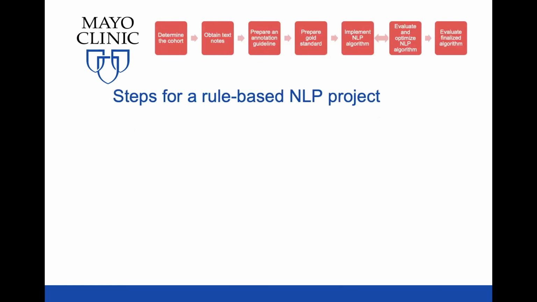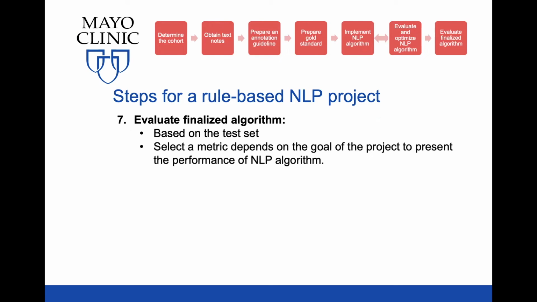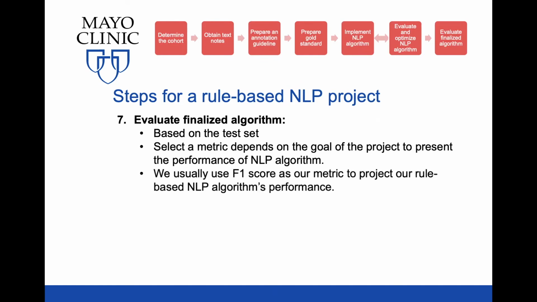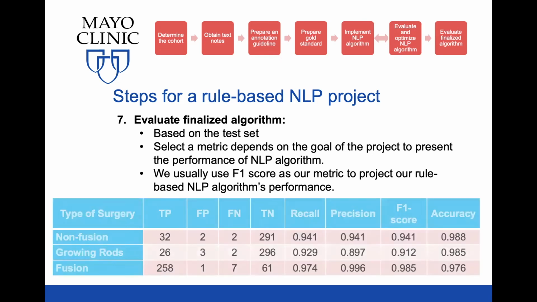When we are happy with our evaluation, it is time to finally evaluate our NLP algorithm, this time based on the test set that was not seen by the NLP so far. This is the final evaluation. Usually we pick a metric that fits our project. Some projects are more focused on increasing precision, some on increasing sensitivity or recall, depending on the nature of the project. We usually use the F1 score as our metric for rule-based projects in NLP to show the performance of our program.